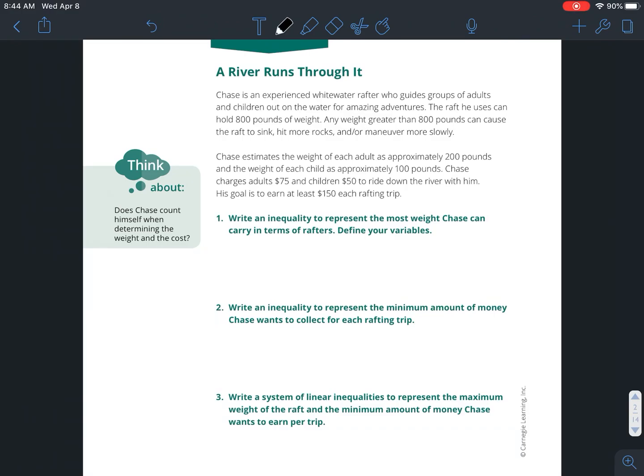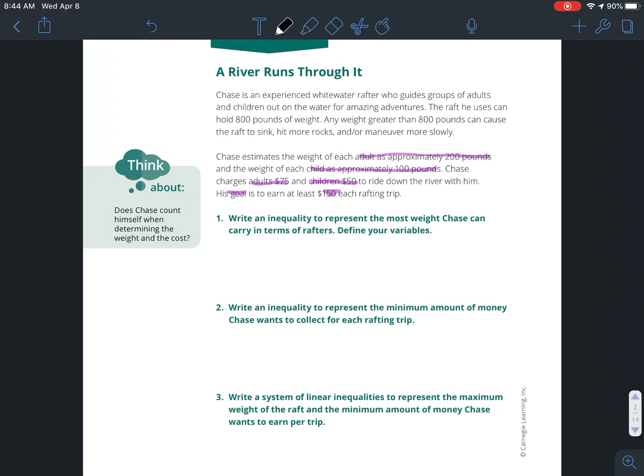His goal is to earn at least $150 each trip. Okay, so now just from there alone, we can pull out some numbers. I'm not even going to underline, I'm going to highlight. So children are 50, adults 75, children weigh about 100, and adults weigh about 200. And his goal is 150 each trip.